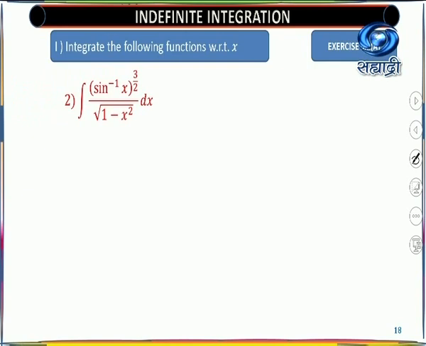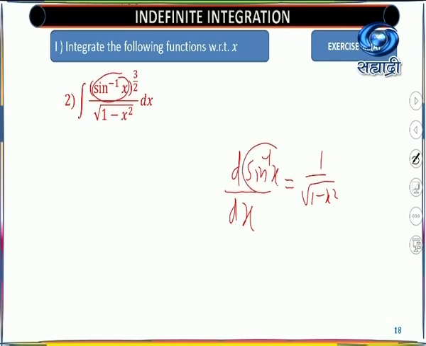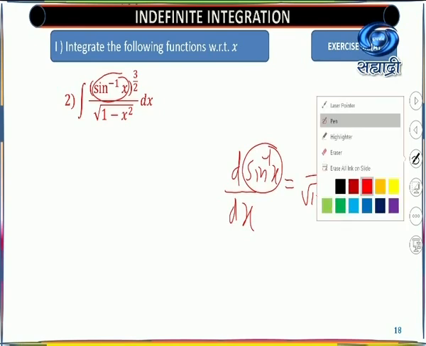We'll start with our next question, that is the integral of sin inverse x raised to 3 by 2 upon root of 1 minus x square dx. What is sin inverse x? That is an inverse trigonometric function. What will be its derivative? We have already discussed that the derivative of sin inverse x is 1 upon root of 1 minus x square. That means you have that here. You need to substitute only for sin inverse x in this example. So we'll begin with that.